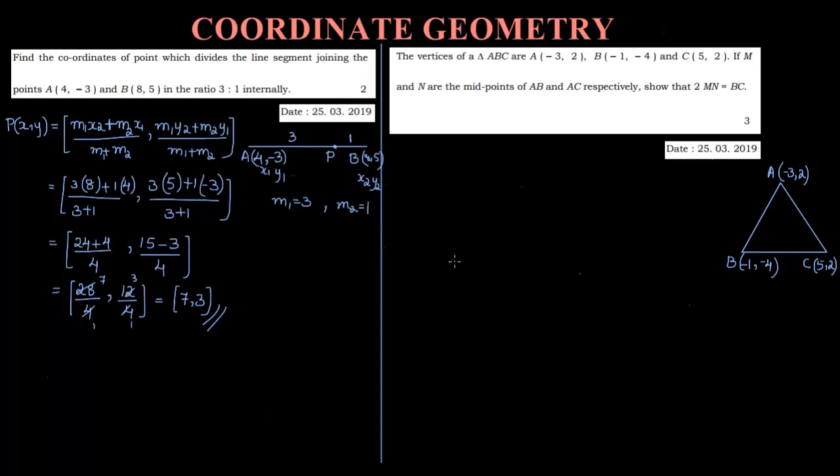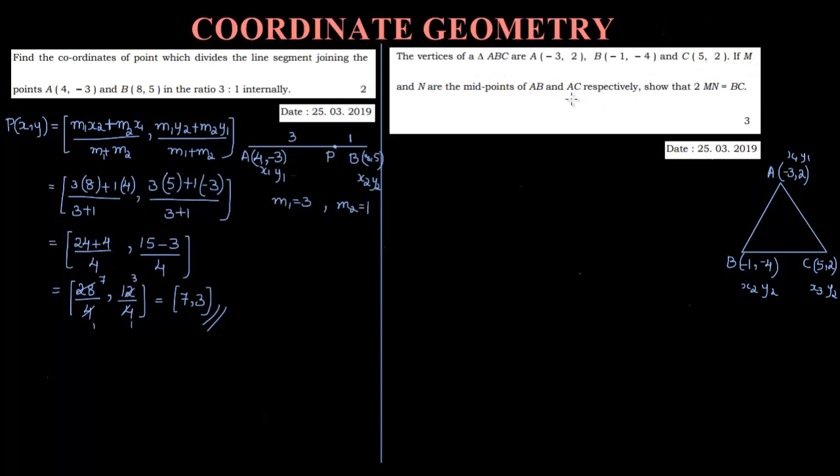So I suggest you not miss any part of the video, and you need to watch the complete video to understand the questions very clearly. Okay, so let it be x1 y1, x2 y2, x3 y3. So they are saying that M and N are the midpoints of AB and AC respectively.